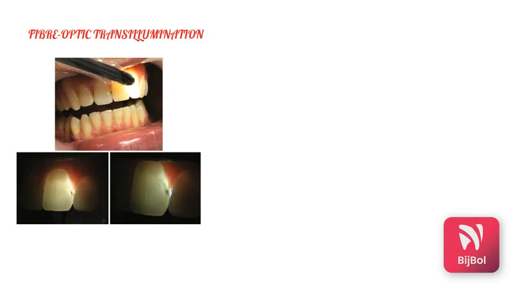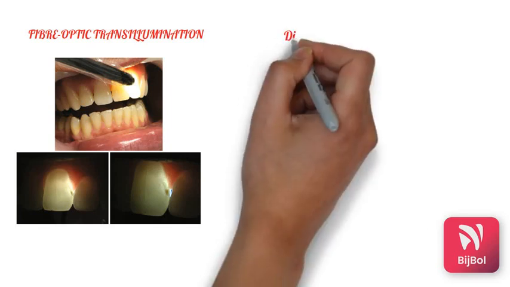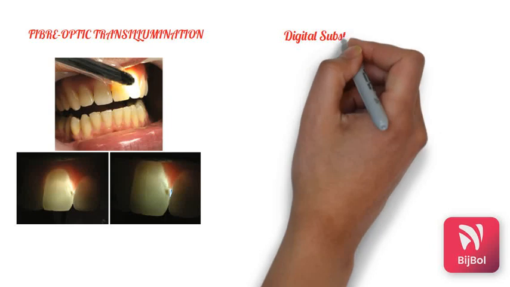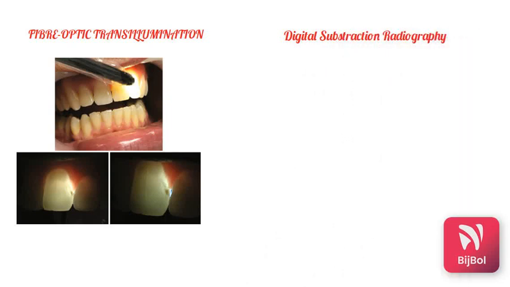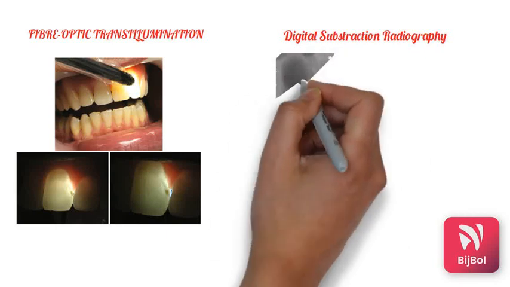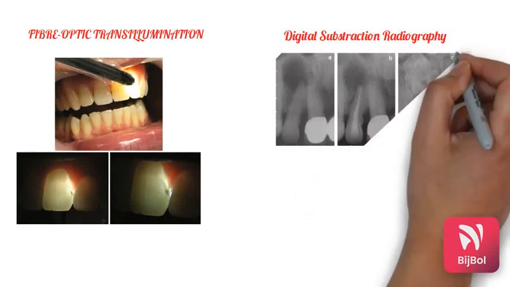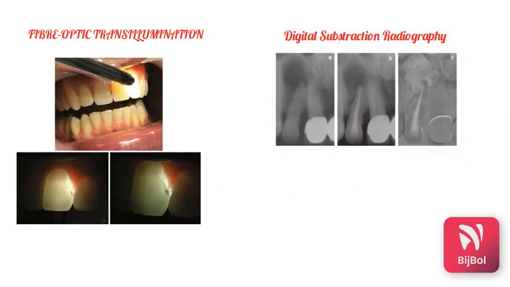Now we'll see the digital subtraction radiograph. Here we take two standardized radiographs which are produced with an identical exposure geometry. The first one is called the reference image, and the subsequent image is taken for comparison. The difference between the original and the subsequent images can be seen as dark areas, which represent a lesion in the tooth structure or in the soft tissues.